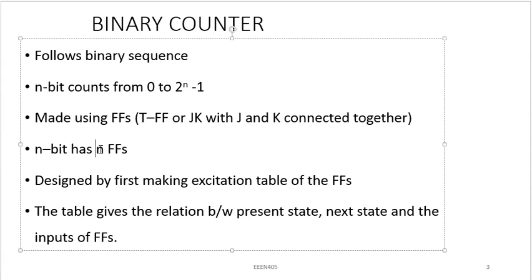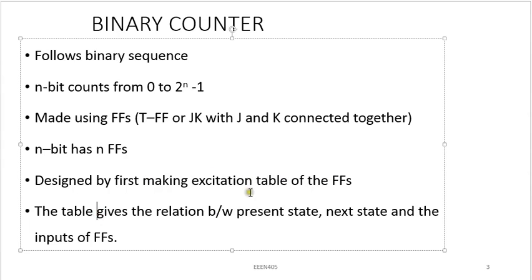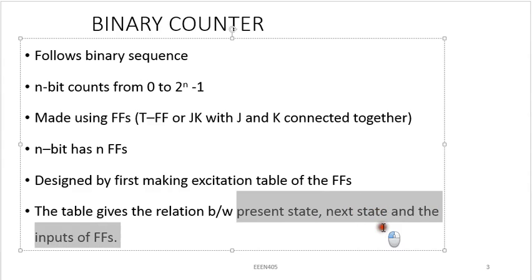And if we want to design these binary counters, the first thing we do is to develop what we call the excitation table of the flip-flops. And how do we do that? The excitation table has 3 segments. The first one gives the present state, the second segment gives the next state of the system, and the third segment is for the inputs of our flip-flops.